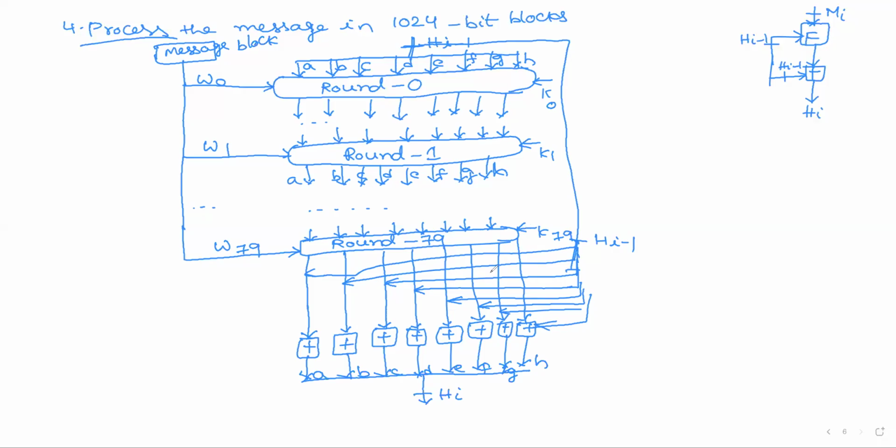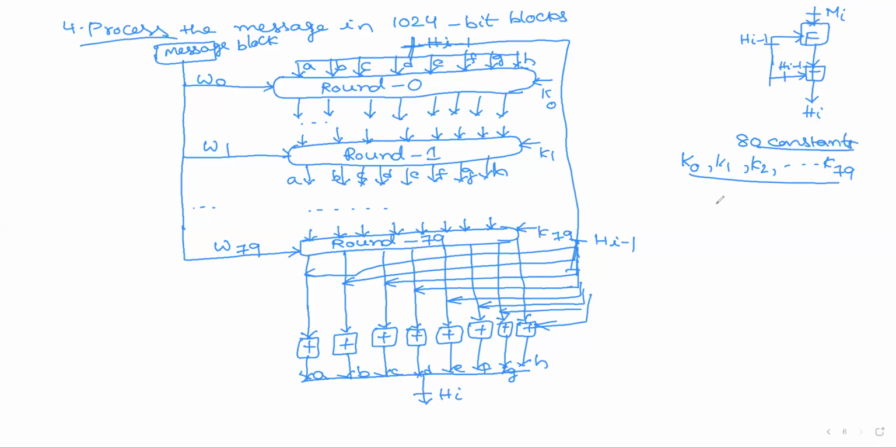Okay, so here we are using these additive constants or round constants. Now, what are those constants? K0, K1, K2 up to K79. Totally 80 constants are there.